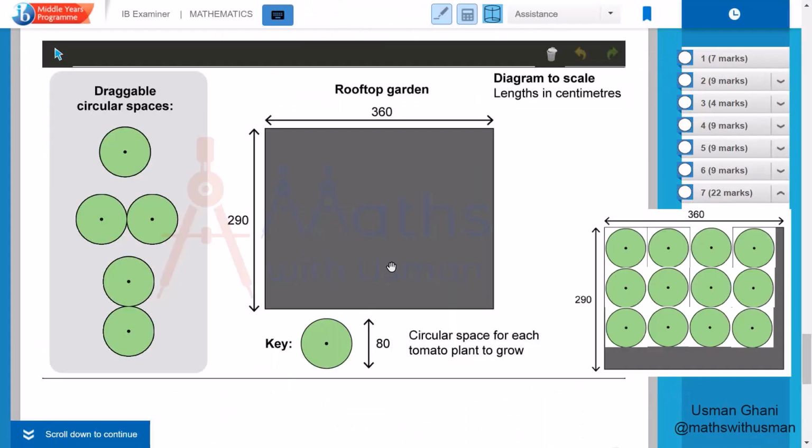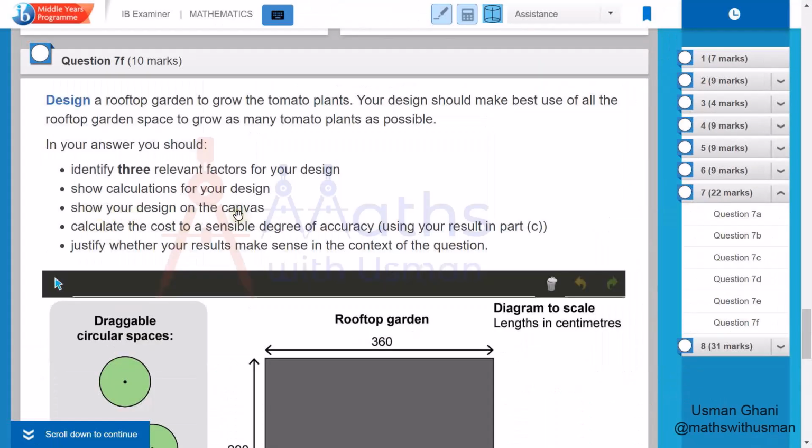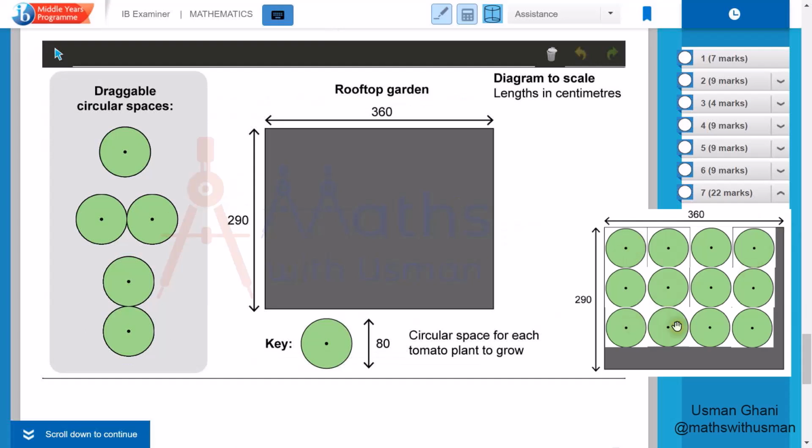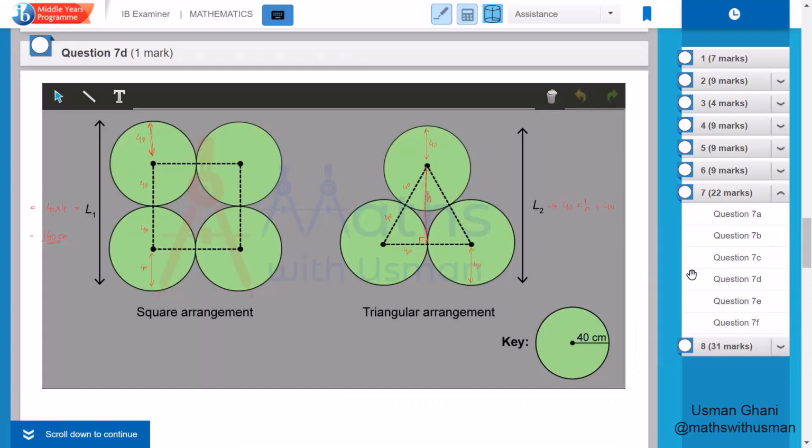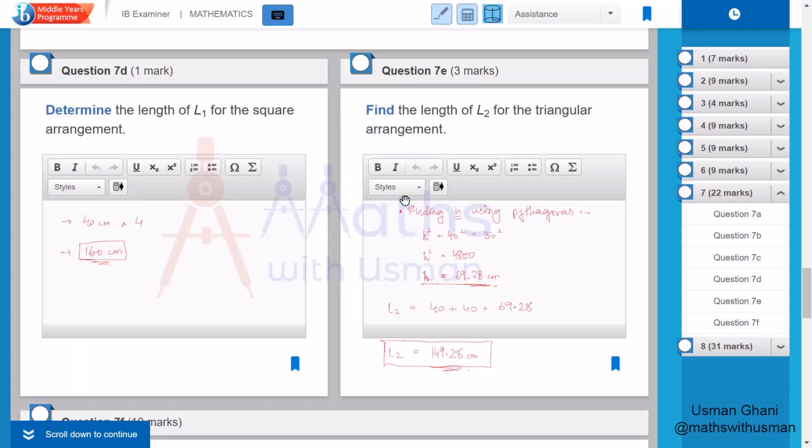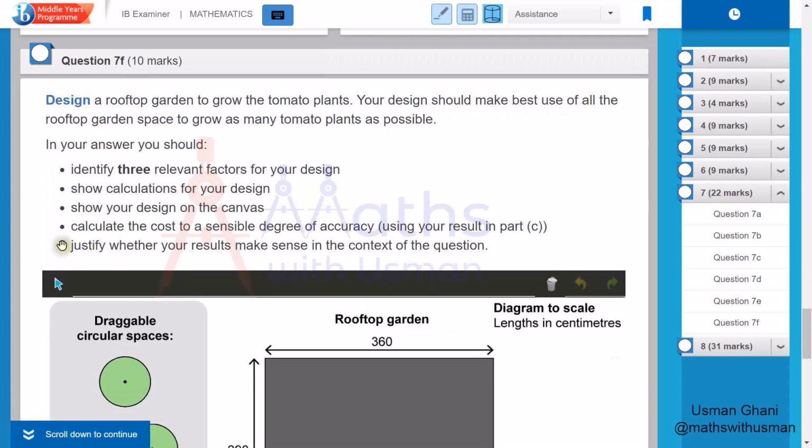Okay, moving forward, show the design on the canvas. I've already shown that. You can drag and drop. You can clearly see I cannot add anything else. Again, I will choose the simpler approach. The simpler approach is this. This seems a bit complicated. I'm not going to go near it. Okay, I will choose simplicity.